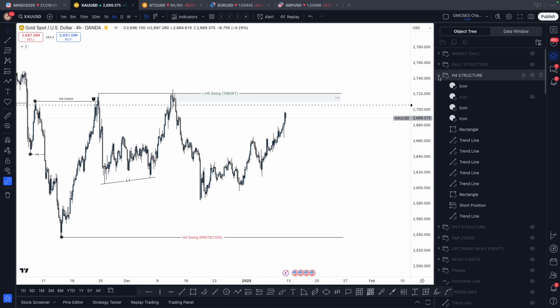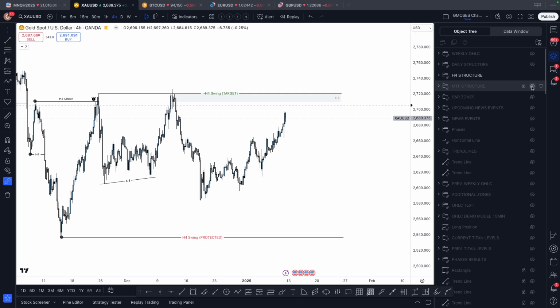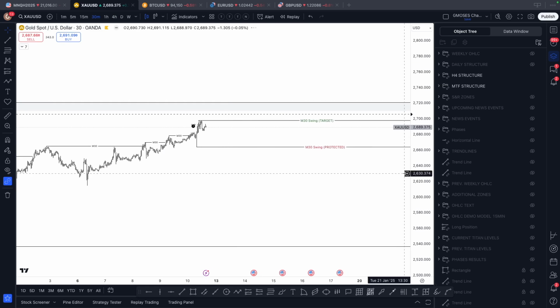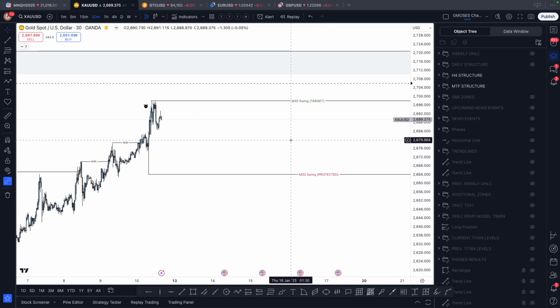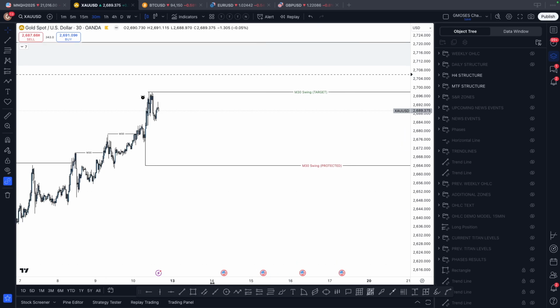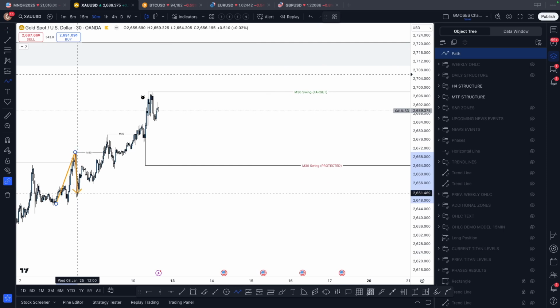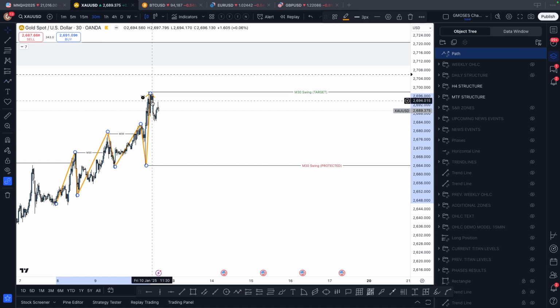Okay, so now that we know our higher time frame perspective, let's look at our middle time frame. If we drop down to our 30-minute time frame, the 30-minute is in accordance with the 4-hour, because we can see that we're bullish on the 30-minute. Higher high, higher low, higher high, higher low, higher high, higher low, higher high.